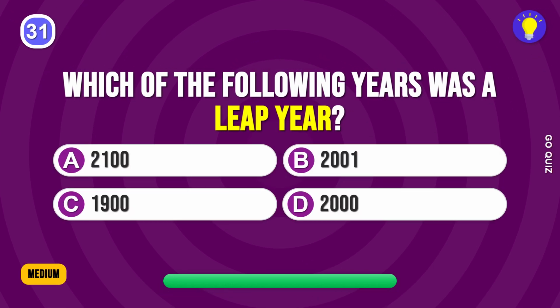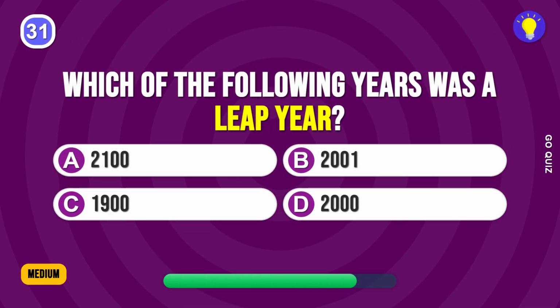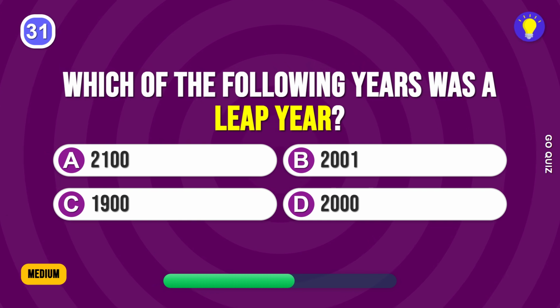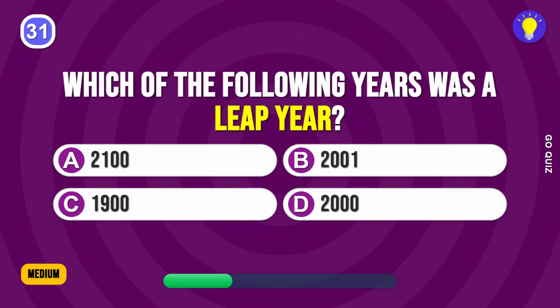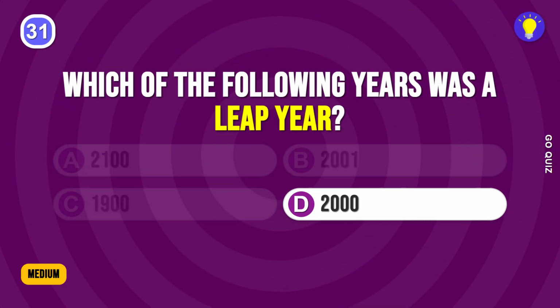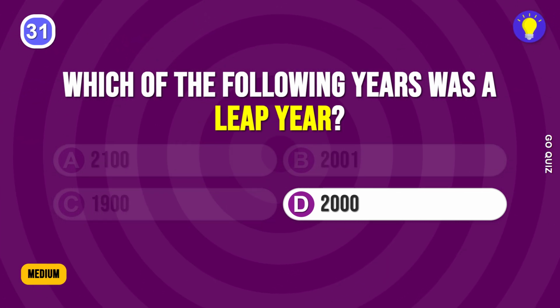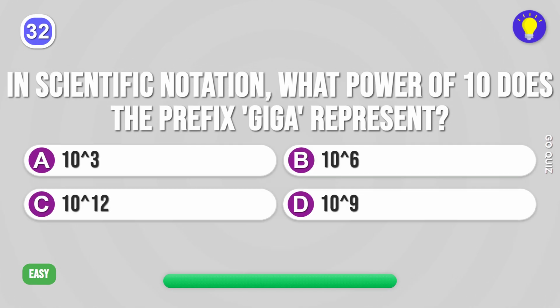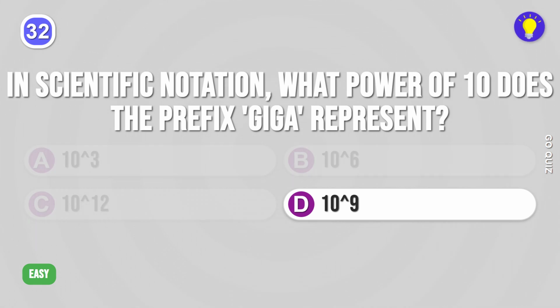Which of the following years was a leap year? The year 2000 was a leap year. In scientific notation, what power of 10 does the prefix giga represent? Giga means 10 to the power of 9.